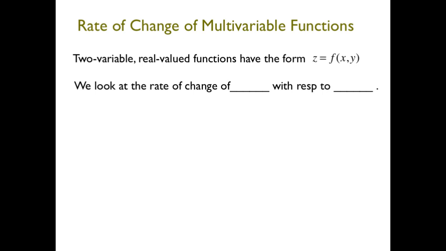So now we have 2 rates of change. We're going to look at the rate of change of z with respect to x, or the rate of change of z with respect to y. So for every multivariable function like this, we don't just have 1, but we have 2. These are called partial derivatives. Same thing as before: dz equals mx dx, and dz equals my dy.